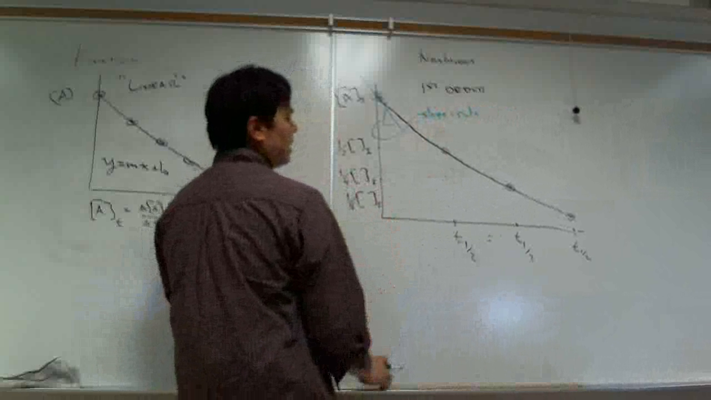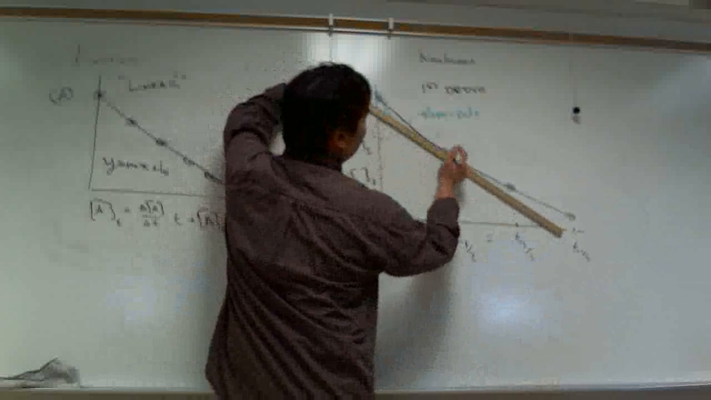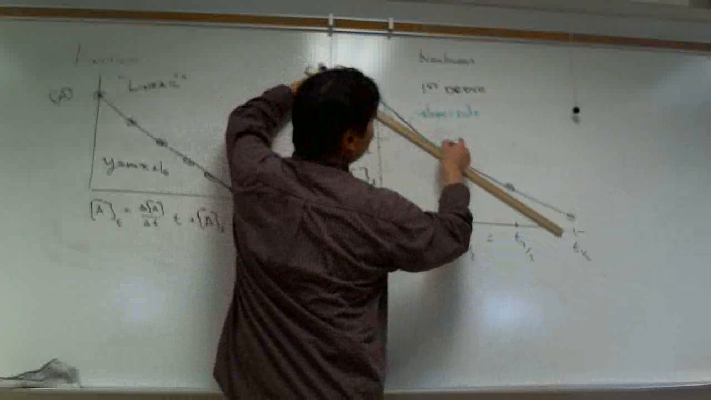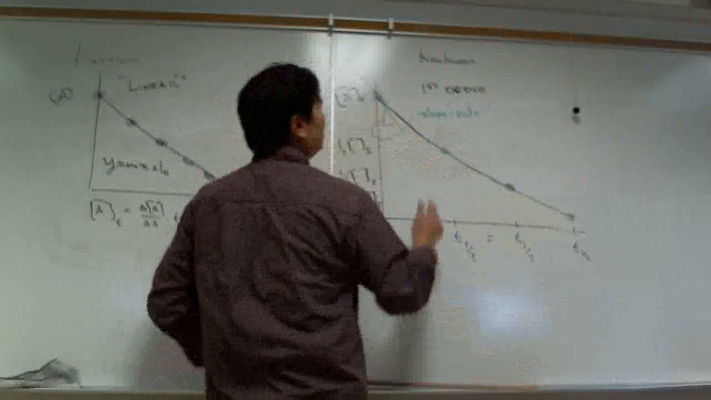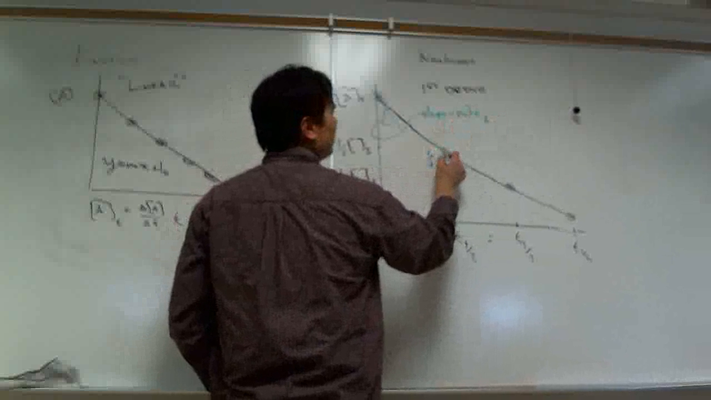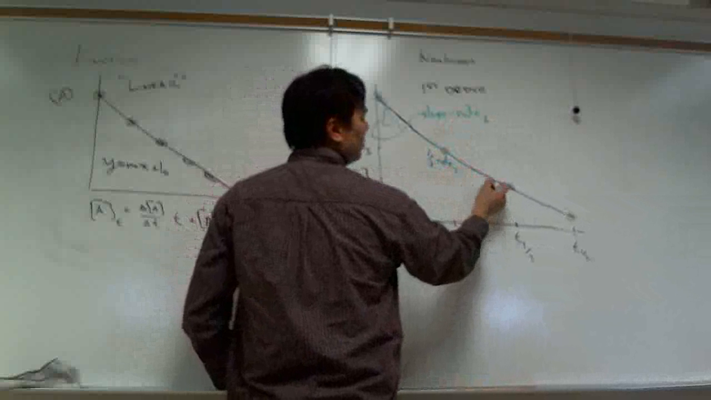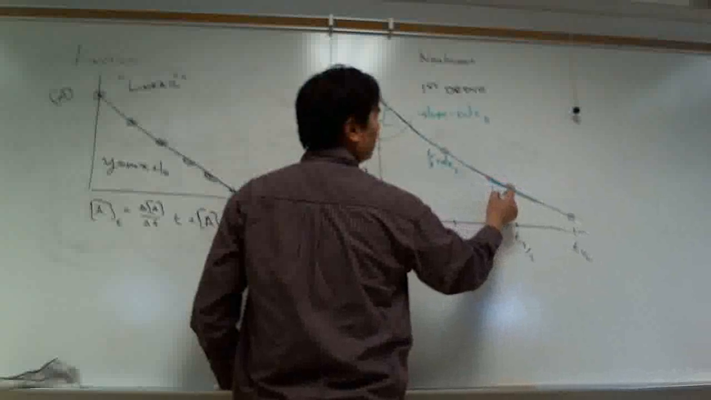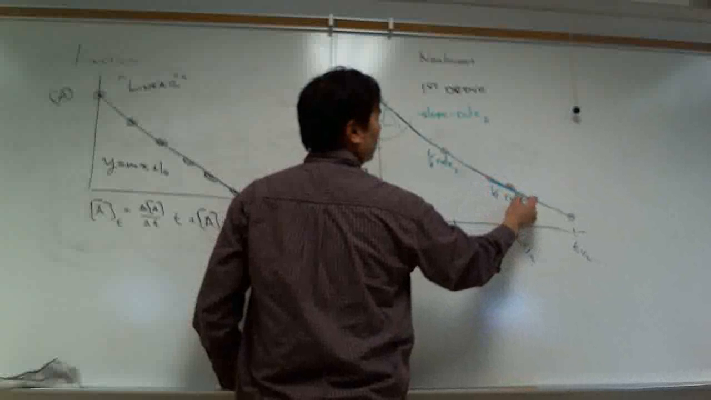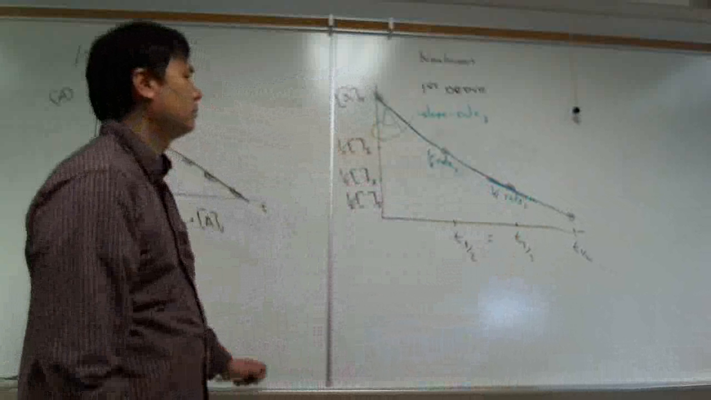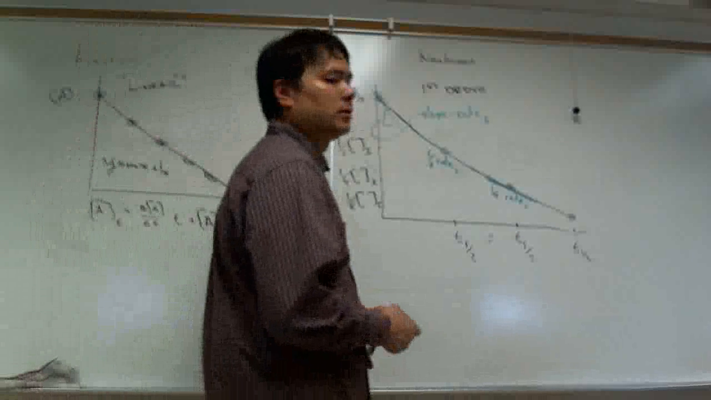When we get to time T1/2, the rate slowed down. And so here, this would be our initial rate, and this would be 1/2 the initial rate, and this would be 1/4 the initial rate, or 1/4 the slope. So we'll see this pattern here.